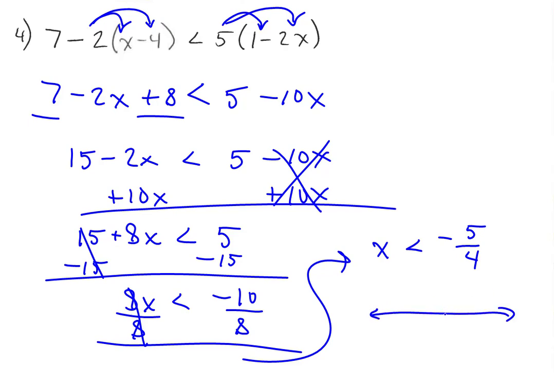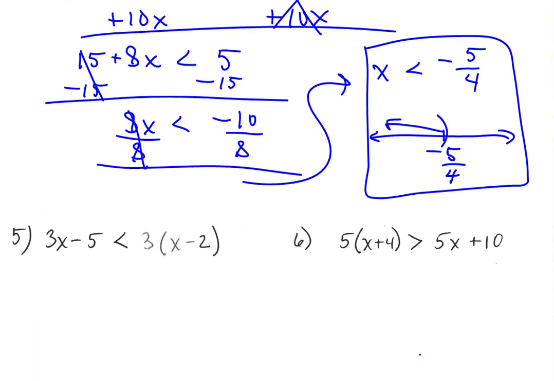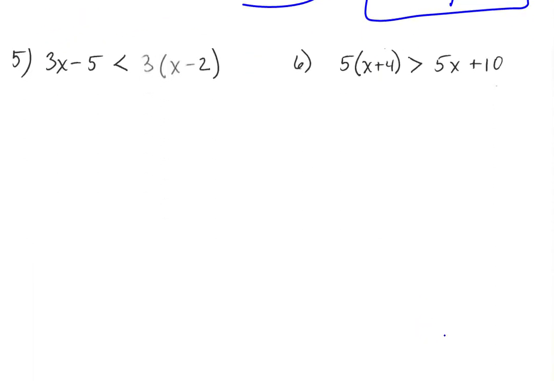We'll just put our negative 5/4 down. And of course, the alligator is indicating that x is smaller than it, so we'll go to the left with our arrow, and strict inequality means a parenthesis opening that way. So we have our statement and our number line that goes with it for our solution. Let's try a couple more examples.